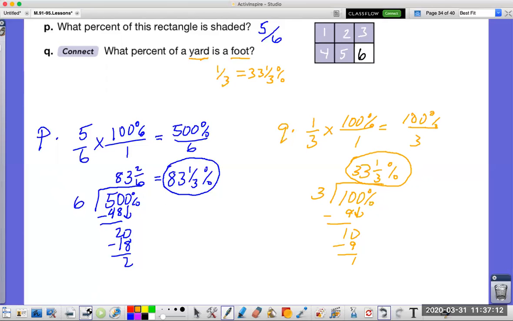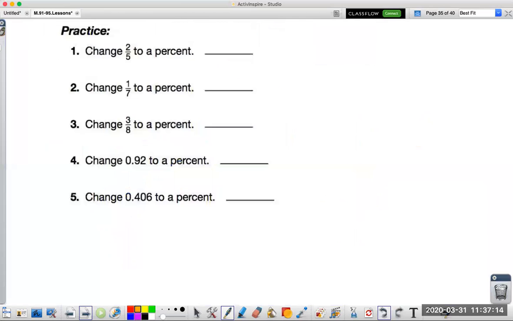Okay, any questions on any of those? All right, in your practice today on your quiz, you need to answer change 2/5 to a percent. Remember, you just multiply it by 100%. Change 1/7 to the percent, same thing. Change 3/8 to a percent, same thing. Change 92 hundredths to a percent. This one's the easy one, all right? If you know the decimals, it should be easy, all right, guys?